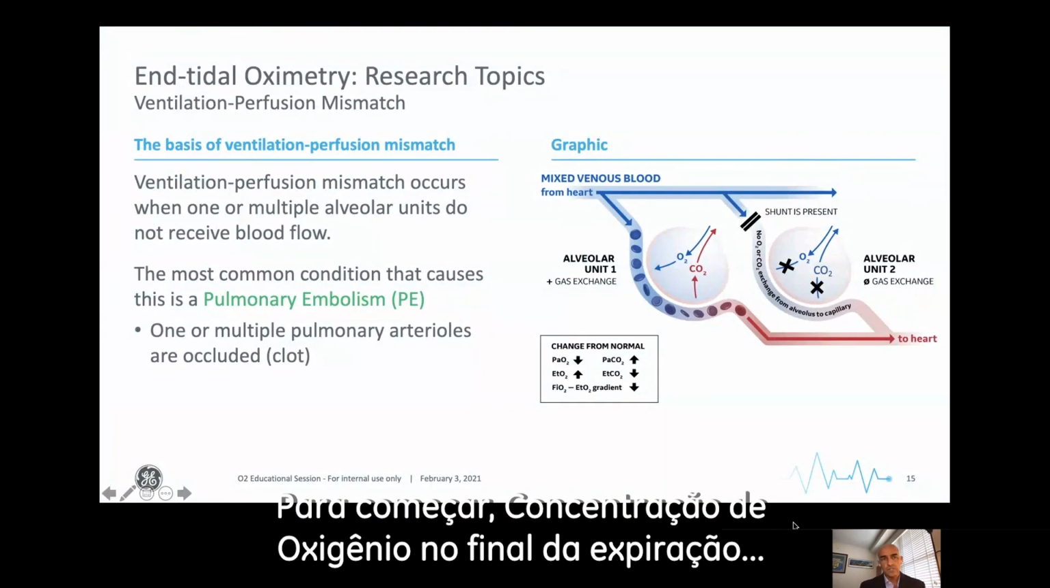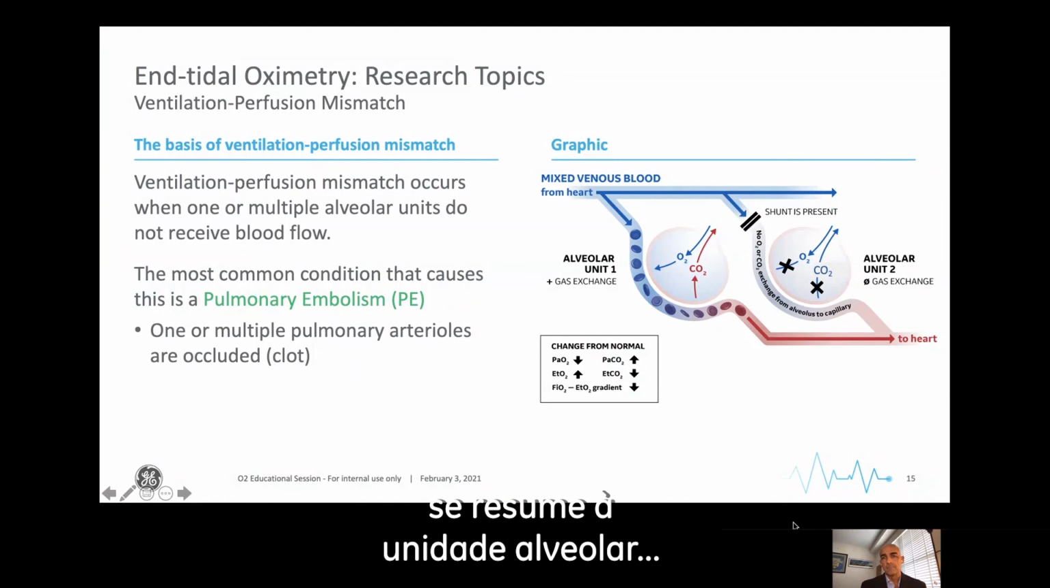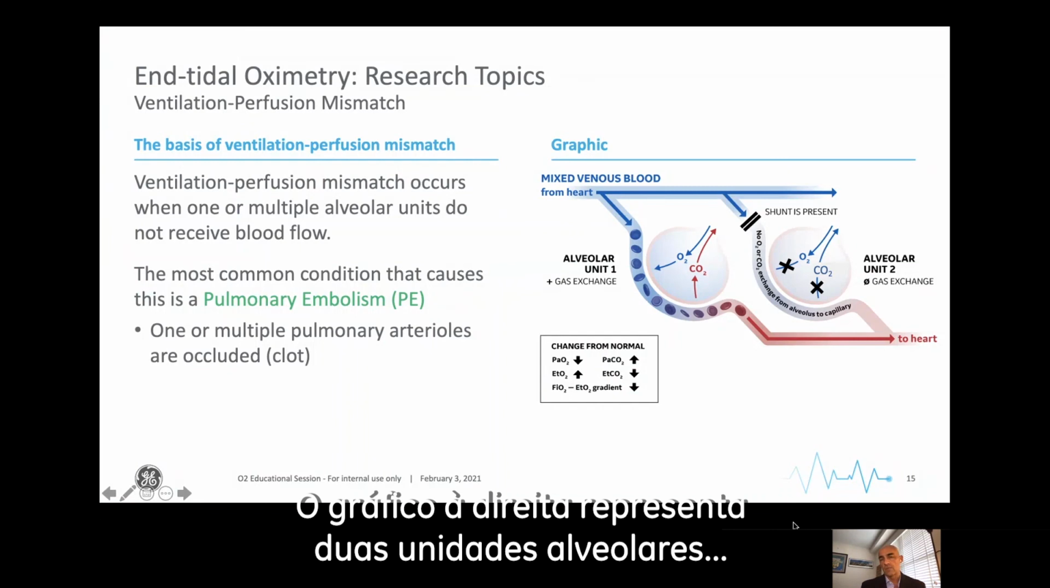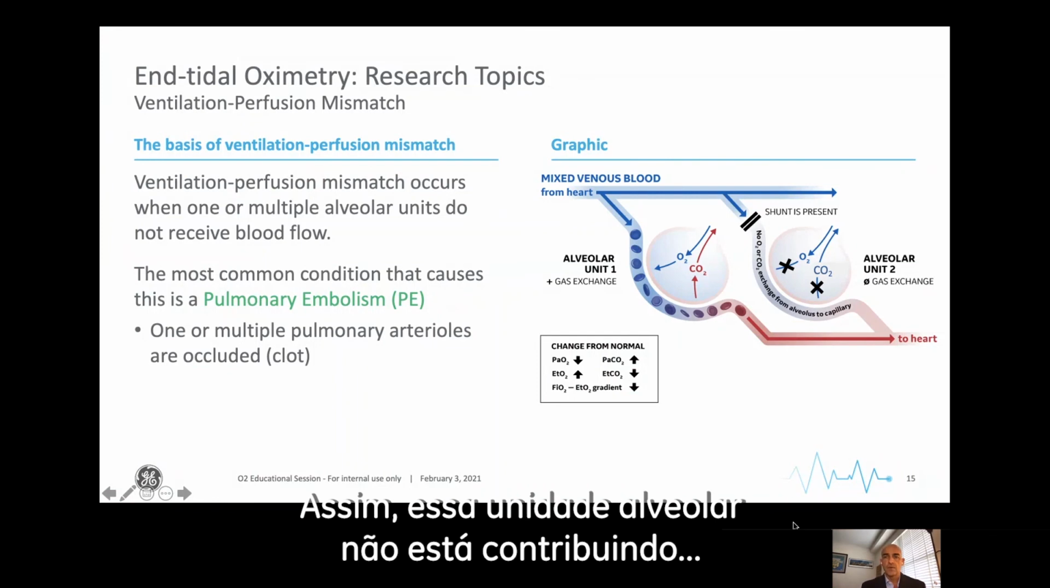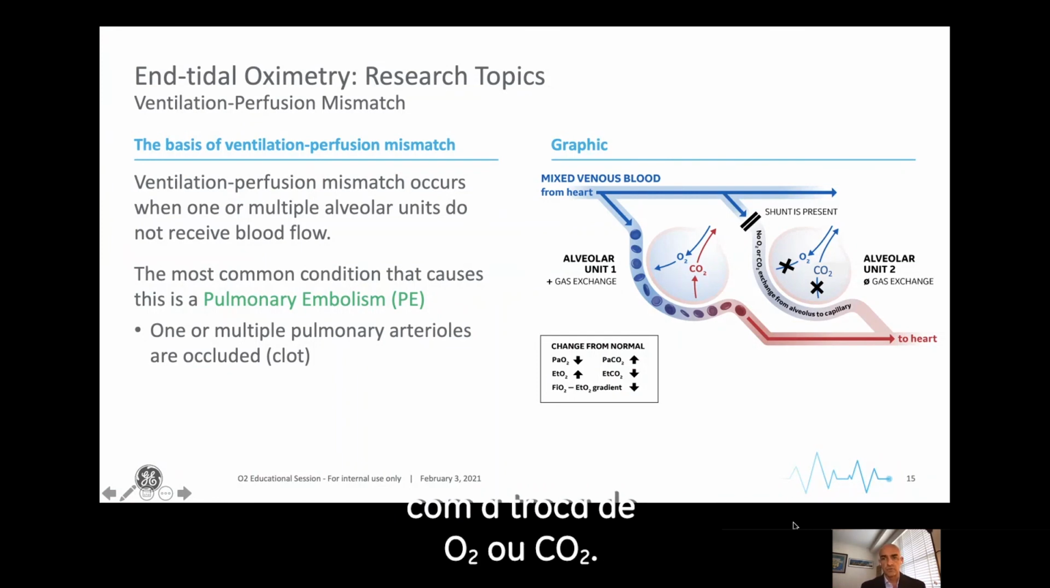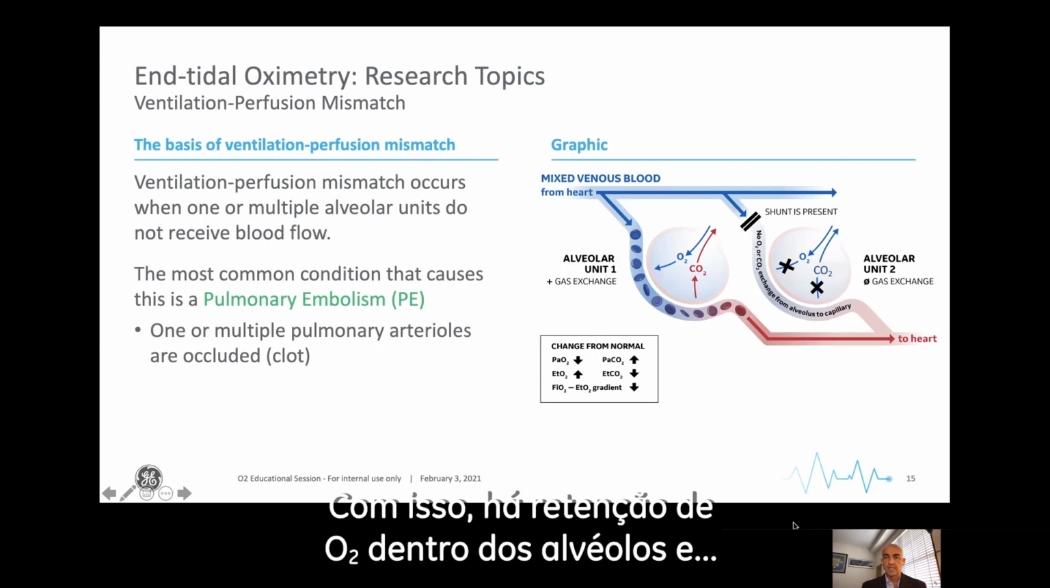So first off, the end tidal oximetry picture is really boiled down once again to the alveolar unit under pulmonary embolism. The graphic representation on the right is focusing on two alveolar units, where one has a shunt present. Therefore, that alveolar unit is not contributing to oxygen or CO2 exchange, so there is a retention of oxygen within the alveolus, and there is a relative decrease in representation of CO2 in the alveolus as well.